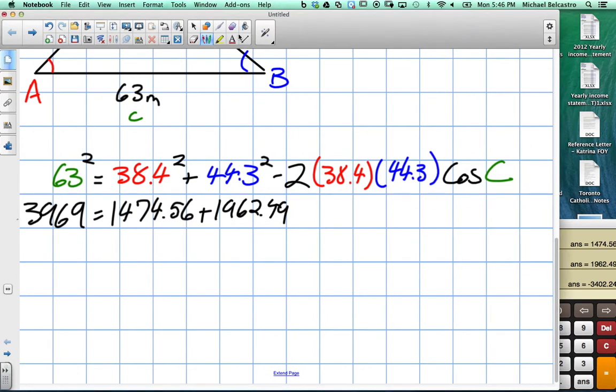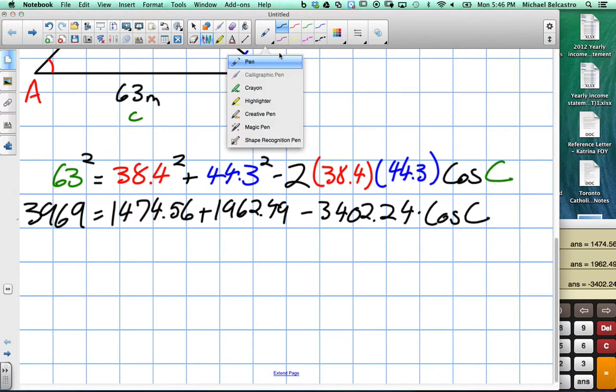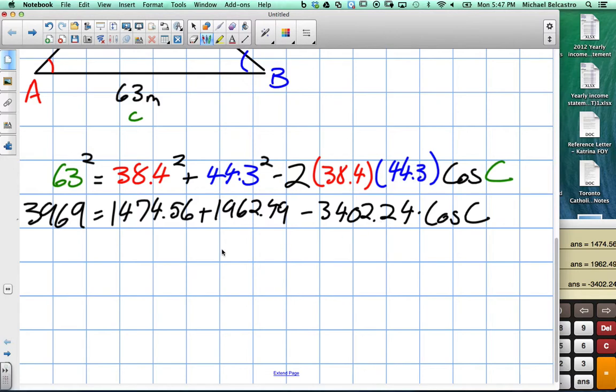So we got a negative value, which is fine: -3402.24, and it's still technically times cos C. So you just plug those three into the calculator. This is where most students make their mistake. They add, and then subtract. But you can't do that because this is technically multiplied by cos C. So this is an operation that has to go first, but this is unknown.